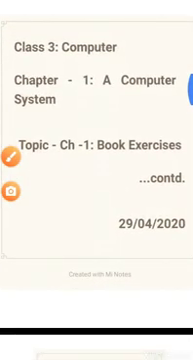Class 3 Computer, Chapter 1: A Computer System. Topic: Chapter 1 Book Exercise Continued.